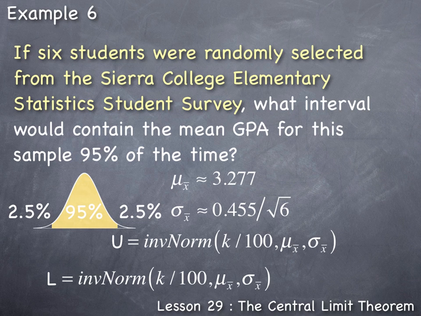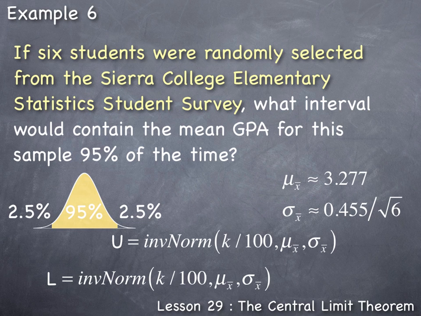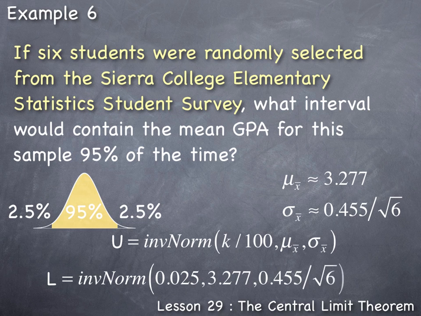Now for the value of k. For L, the percentile is the percentage that is less than the value of L. In this case, only this lower 2.5% is less than L. So k would be the 2.5%. We can enter that as 2.5 divided by 100, or as 0.025 in decimal. The mean was 3.277, and the standard deviation was 0.455 divided by the square root of 6. So entering this command in the TI-84 calculator, we'll find L, the lower limit of the interval.